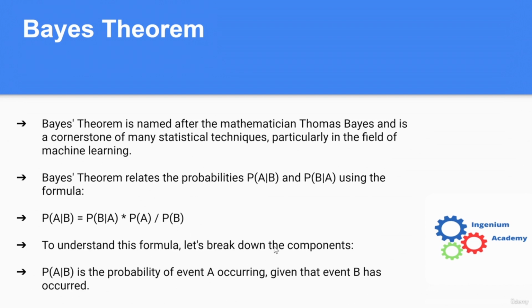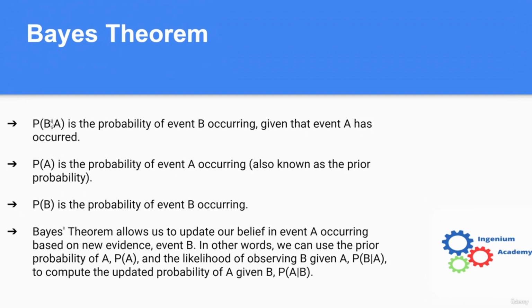Now, let's break this thing up a little bit. The probability of A given B is the probability of A happening given that B has occurred. So we understand that from conditional probability. But let's move forward. The probability that B happens given that A has occurred, well, that's the opposite. And you can read it exactly like that. And this is called the likelihood. So you'll commonly see this referred to as the likelihood.